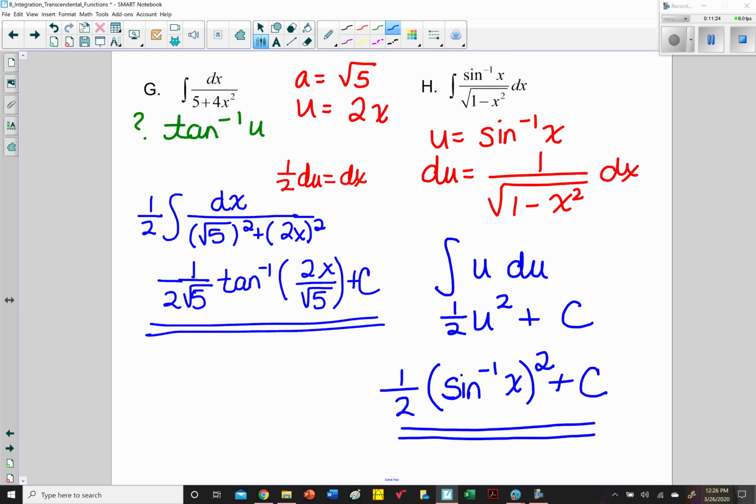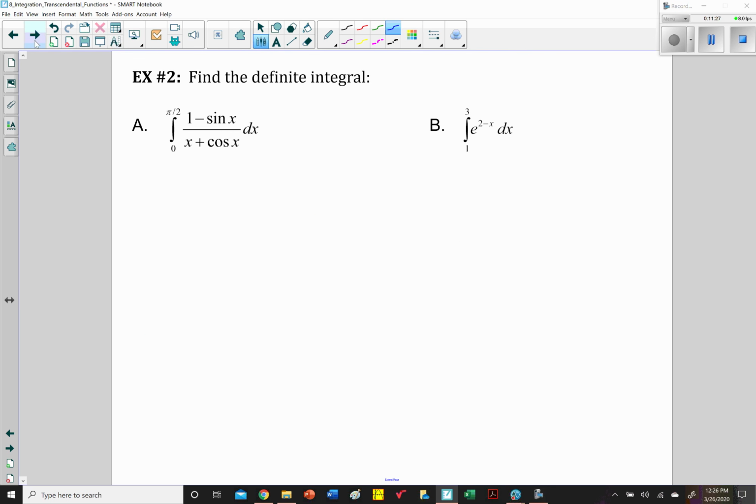Okay. Let's try example 2. Find the definite integral. So those were indefinite integrals. Now we're back to changing the upper bounds and the lower bounds. In this case, our u could be the denominator, x plus cosine x. And du is 1 minus sine x. There's our numerator. But when x is 0, u would be 0 plus cosine 0. So u would be 1.